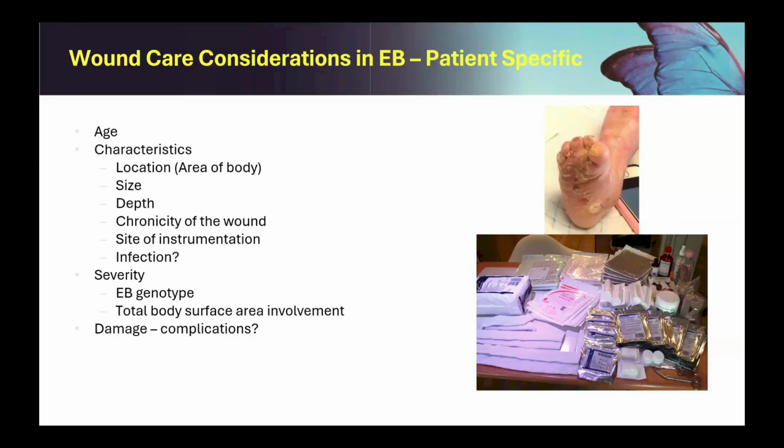considerations for how to take care of a wound include age-specific requirements, characteristics of the wound, and severity of the wound itself that we know is oftentimes associated with the genotype and pathogenesis of the EB itself. Total body surface area involvement obviously is a consideration. But in addition, size of these chronic wounds, the risk of infection, and site of instrumentation, as I just mentioned, for example, G-tube, require specific consideration as well.